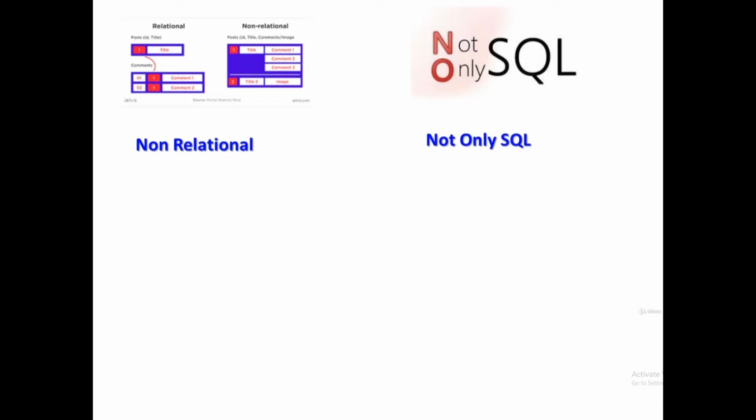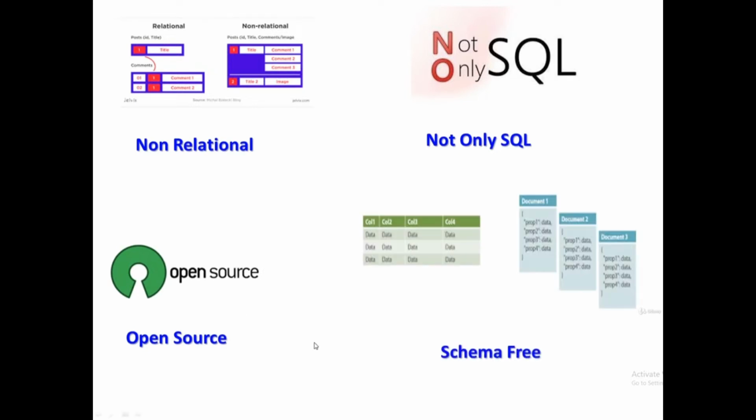Another feature of NoSQL database is that some say NoSQL stands for non-relational, while others say it stands for not only SQL. NoSQL databases store data in a format other than relational tables, but this doesn't mean that NoSQL databases cannot store relational data. They just store it differently than relational databases do. NoSQL databases are mostly open source. Some people say it's schema free or having dynamic schema.